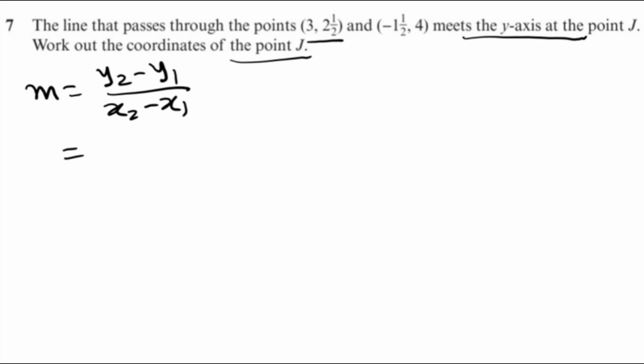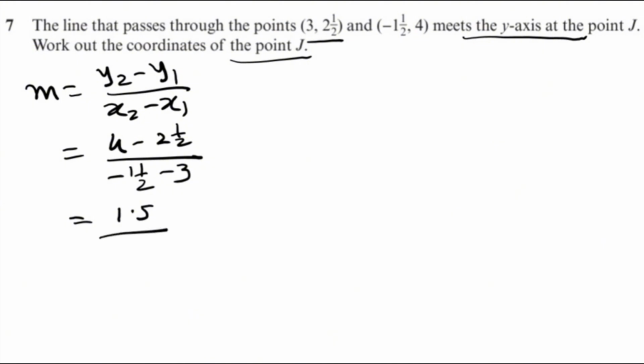Substitute the coordinates. So your y2 is 4 minus 5/2 and minus 1.5 minus 3. When you simplify this, put it in a calculator, you will get 1.5. You can convert into decimals, that is easy. So 4 minus 2.5 is 1.5 and minus 1.5 minus 3 will give you minus 4.5, and that will give you minus 1/3. So this is our gradient.